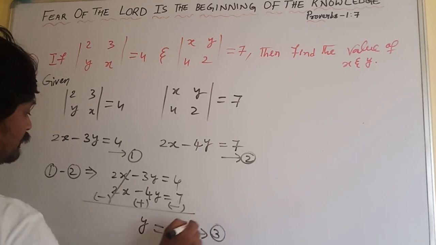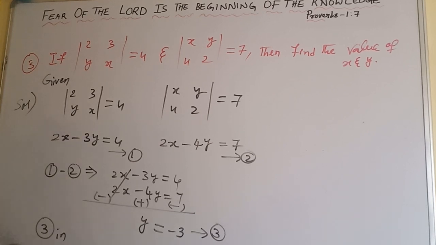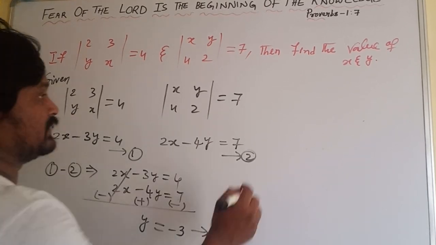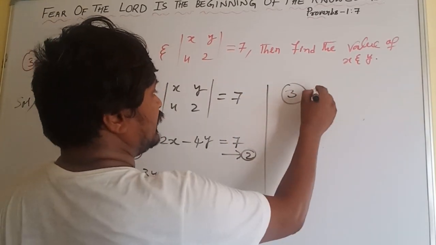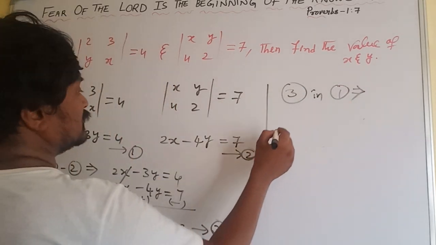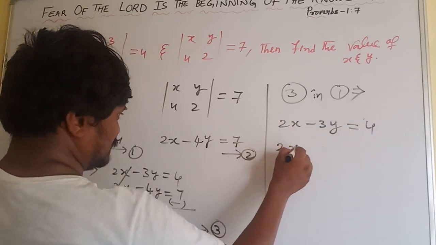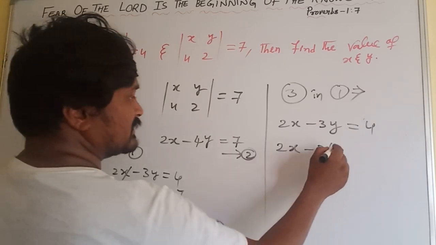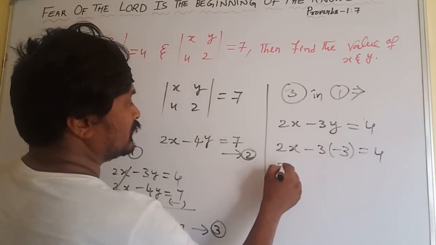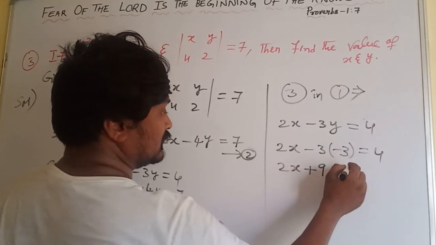This gives us y equal to minus 3. You tell me which equation I should substitute in, whether it is 1 or 2. So let me write here, substituting y in equation number 1. So 2x minus 3y is equal to 4. 2x minus 3 into what is your y? Minus 3. Substitute minus 3, that is equal to 4. 2x, minus into minus plus 9, minus into minus plus, 3 3s are 9, and 4.